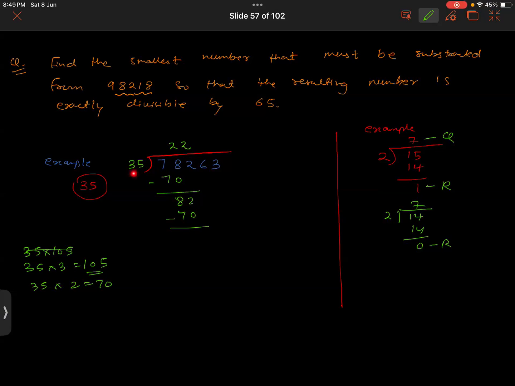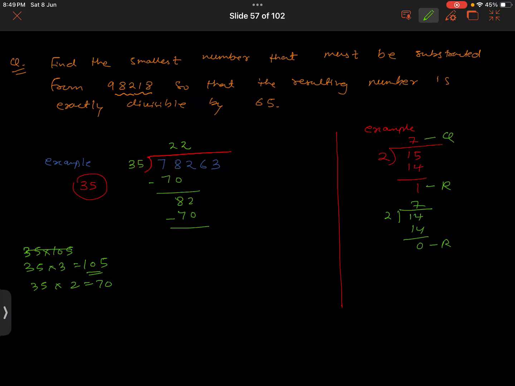For example, in the normal number, there's 65 in that question. So we have to subtract that by 65. Right now, it is not complex. You are simply dividing. What you are doing, you are just dividing, nothing else.